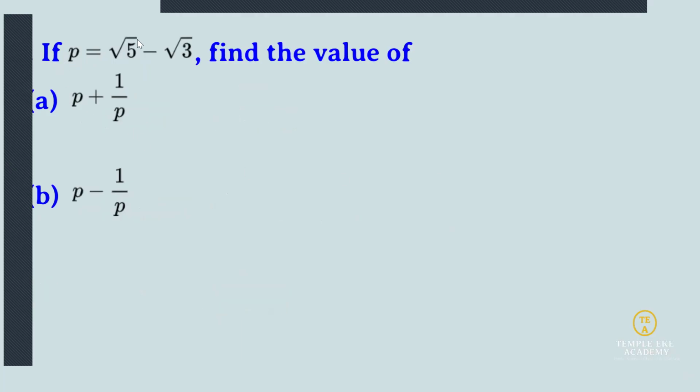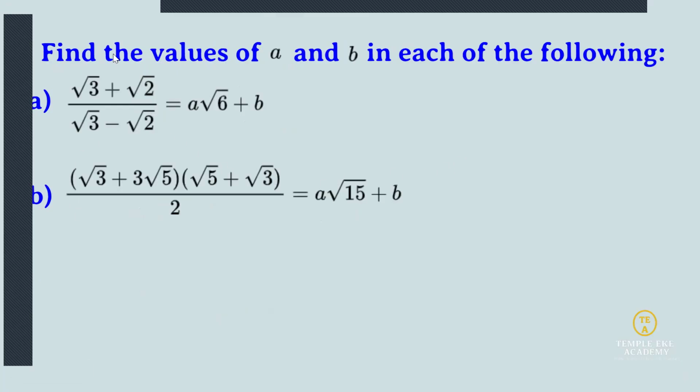So P is giving us square root of 5 minus square root of 3. Find the value of P plus 1 over P. P minus 1 over P. Right? So find the values A and B in each of these expressions. So the left hand side equals the right hand side. Go ahead and find the value of A and find the value of B.